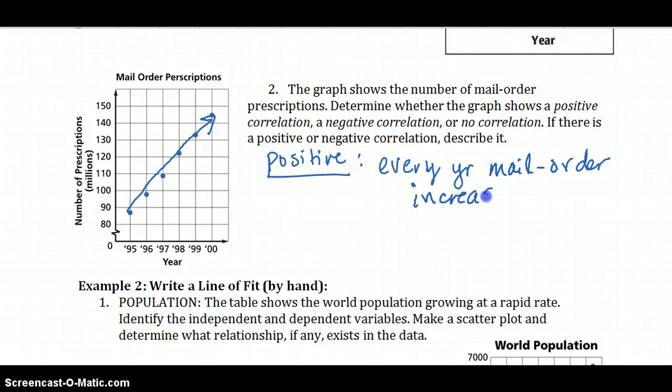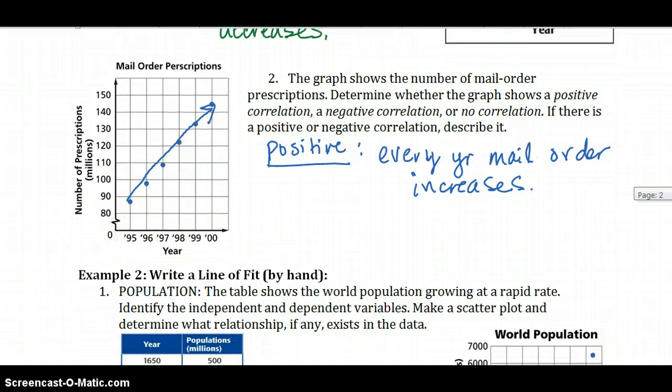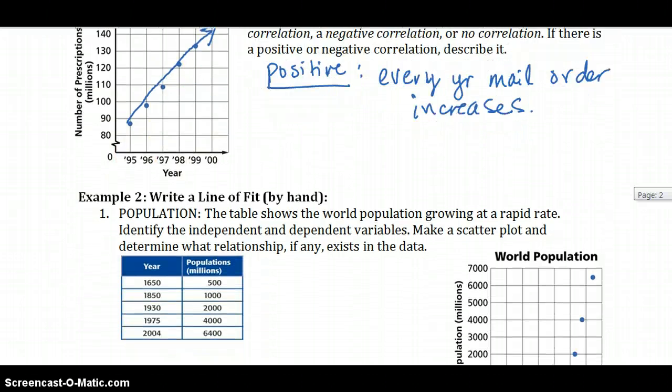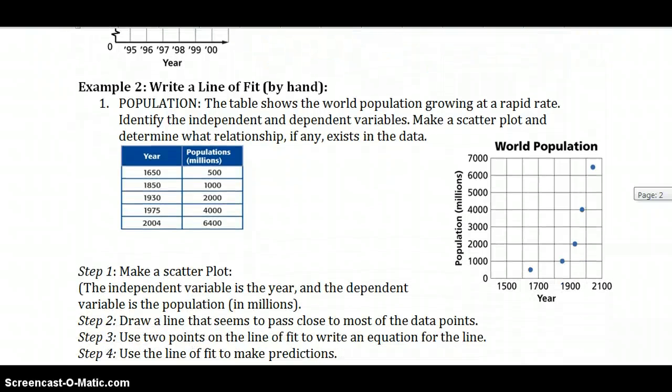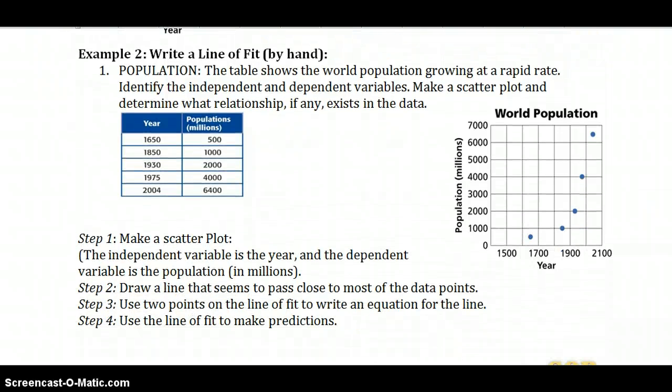So that's what it means by describe it or explain it. You just tell me what the data was about and what it is showing. So again, that was an increase. Write a line of fit by hand. Now we are going to learn how to do this on our computer. So first we want to try to do it by hand. It'll make you appreciate the technology even more.